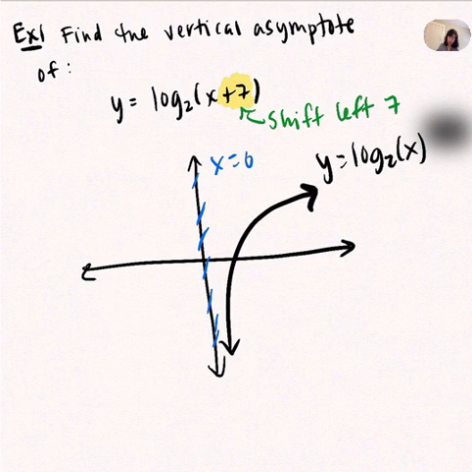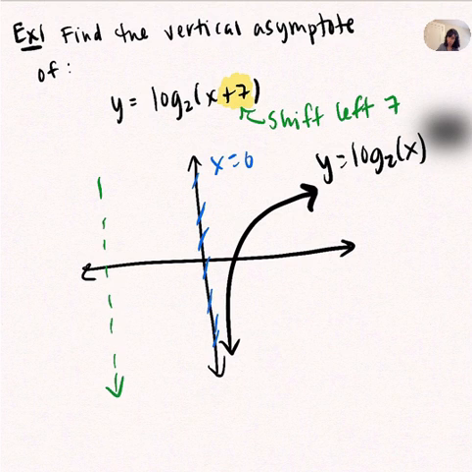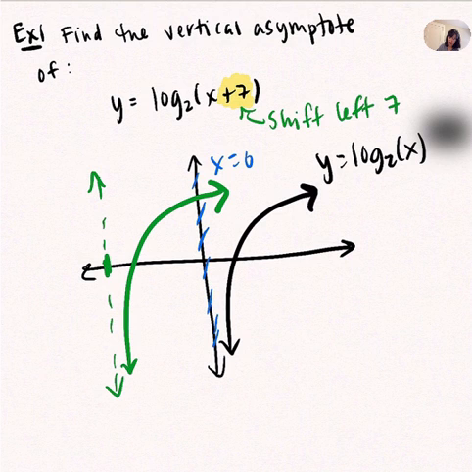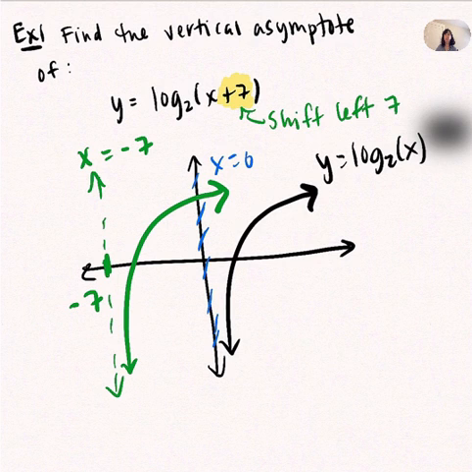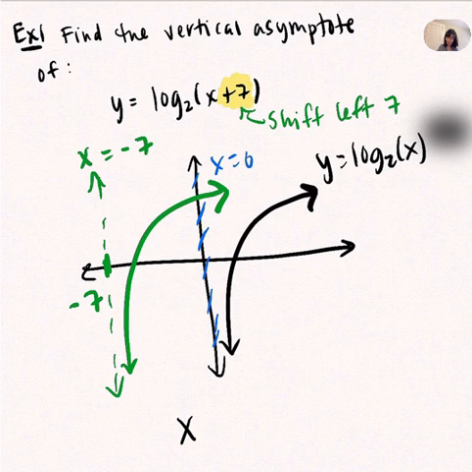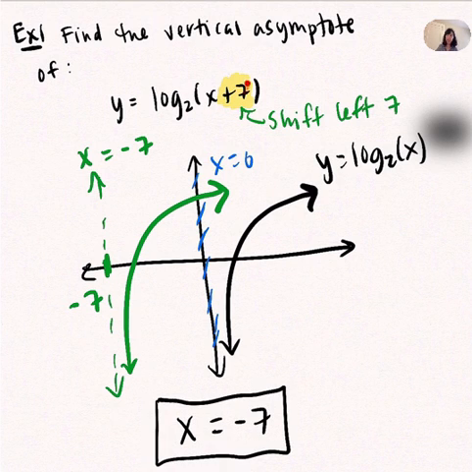And so this whole entire graph is moved over 7, and the asymptote also ends up having to move over 7. So we shift over 7, and the asymptote moves over to x equals negative 7. So the equation we're given has vertical asymptote at x equals negative 7, precisely because adding the 7 to the inside shifts the graph left 7, including the asymptote.